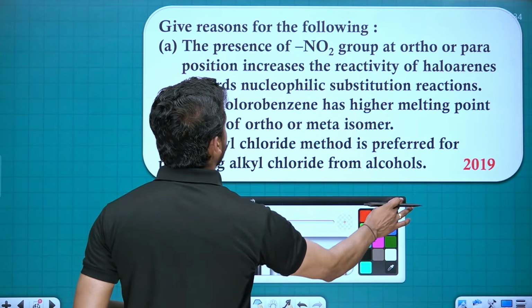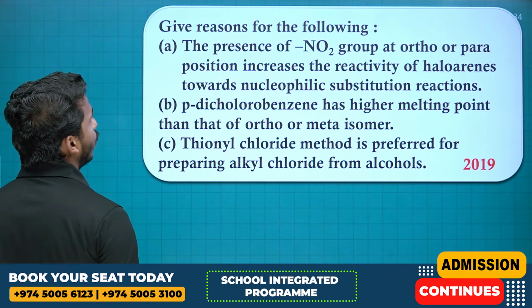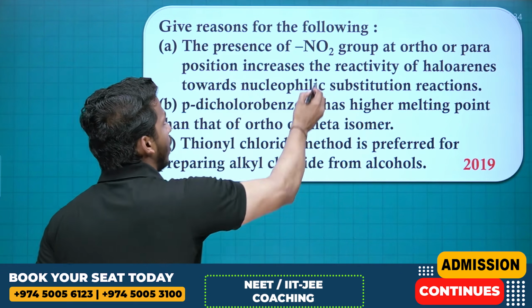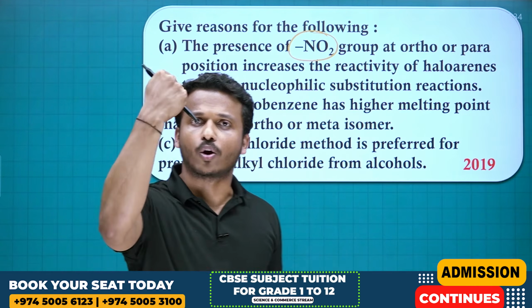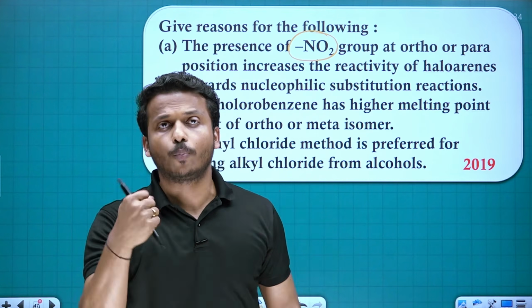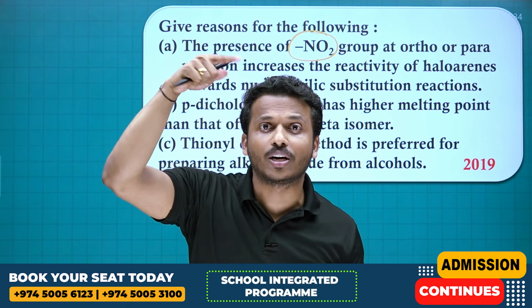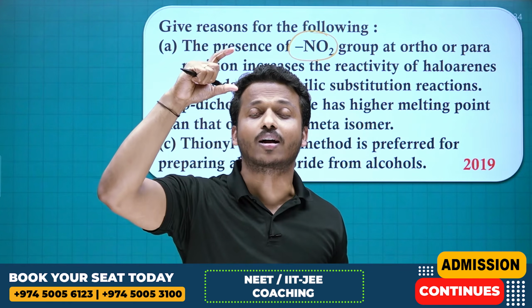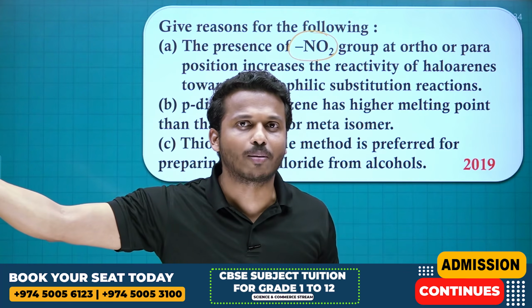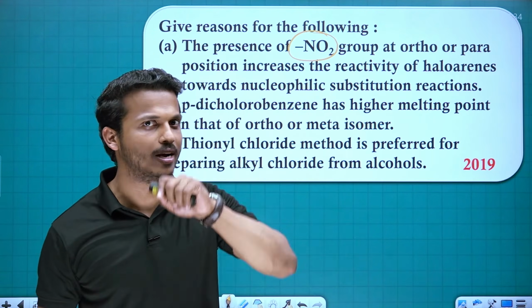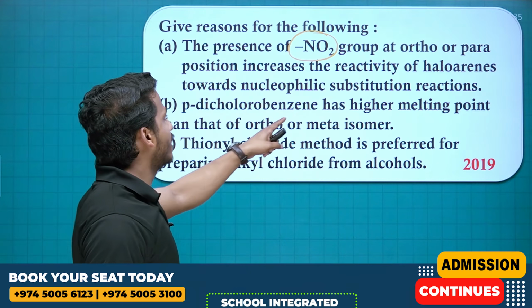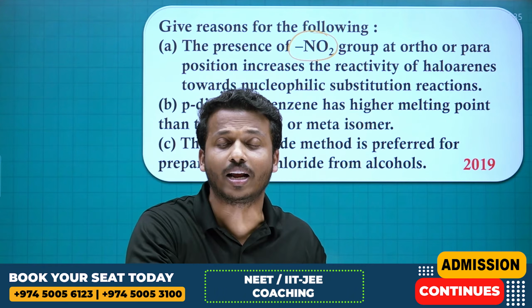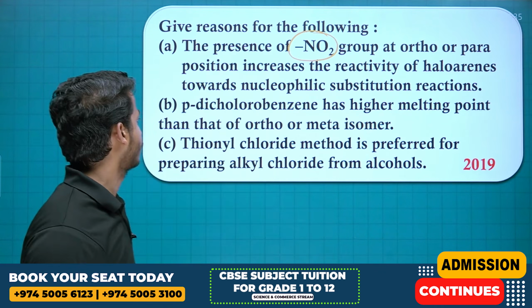Next question, give reason for the following. Presence of nitro group at ortho and para position increases the reactivity. That we already discussed, my dear. Nitro group is an electron withdrawing group. When an electron withdrawing group is present on the haloarene, halogen removal is easier, because it withdraws electrons and makes the carbon-halogen bond weaker. Easily you can remove the halogen and bring in the nucleophile. Para-dichlorobenzene has a high melting point. Again repeating, para-dichlorobenzene has high symmetry, so it can fit in the crystal lattice tightly.